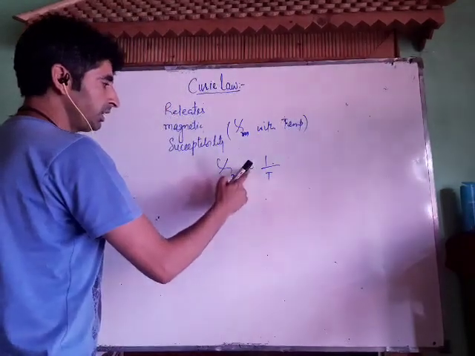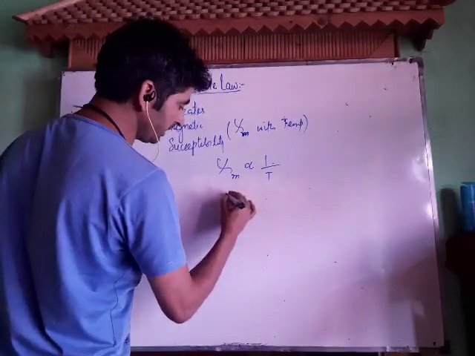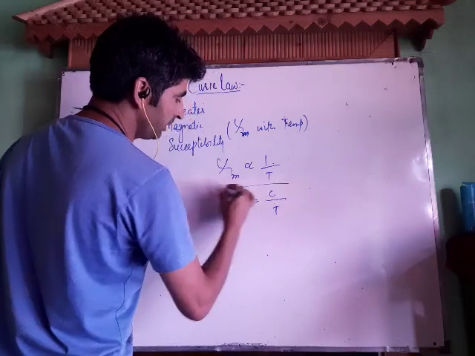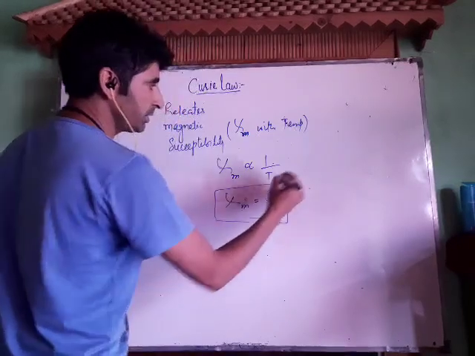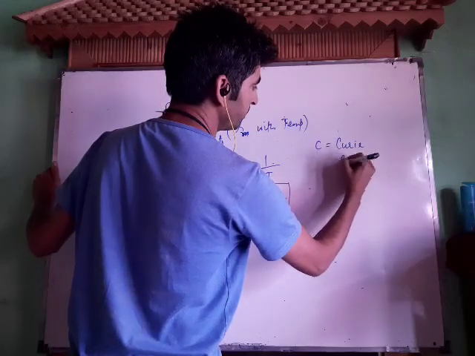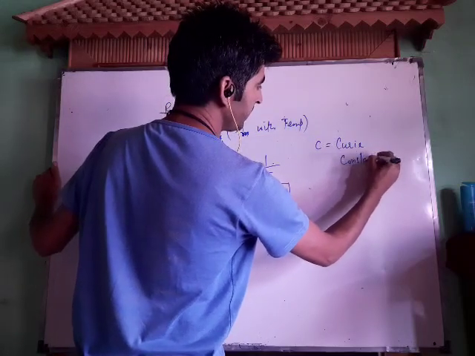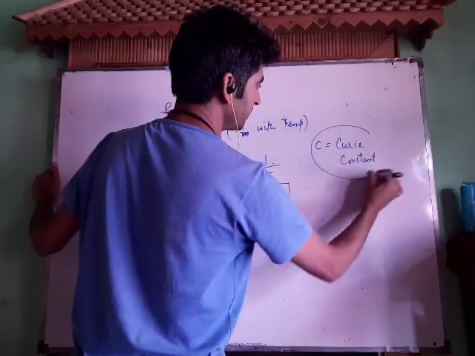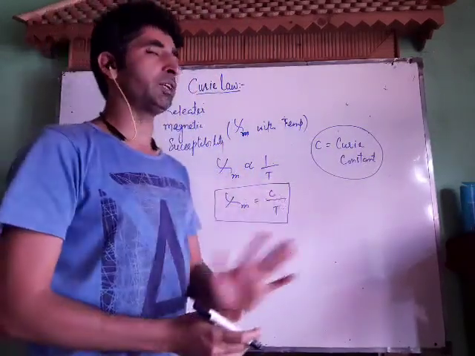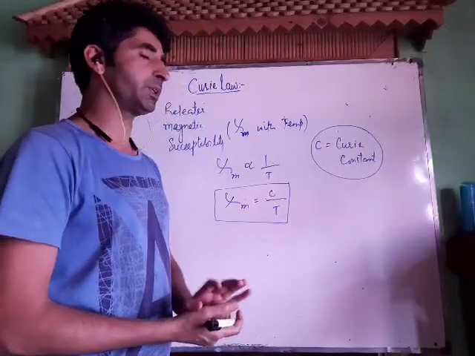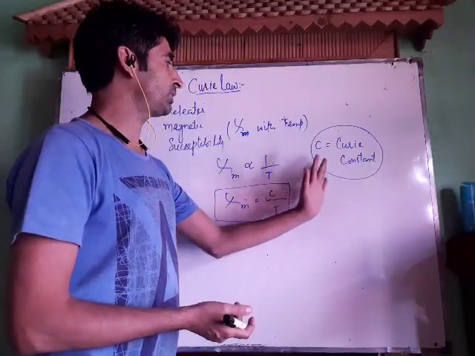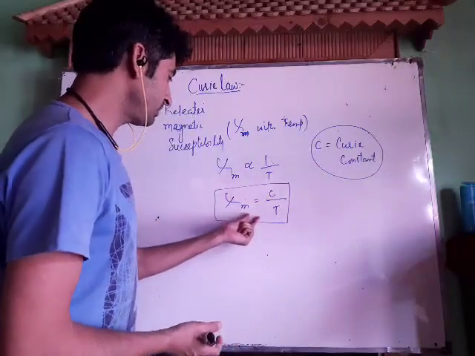Now see, if we use an equality sign over here, then chi m is equal to C divided by T, where this C is called the Curie constant. Basically, we have to determine this Curie constant for different types of ions, for different species containing different numbers of unpaired electrons. Now we'll see how we are going to determine that. First, we will see this equation.